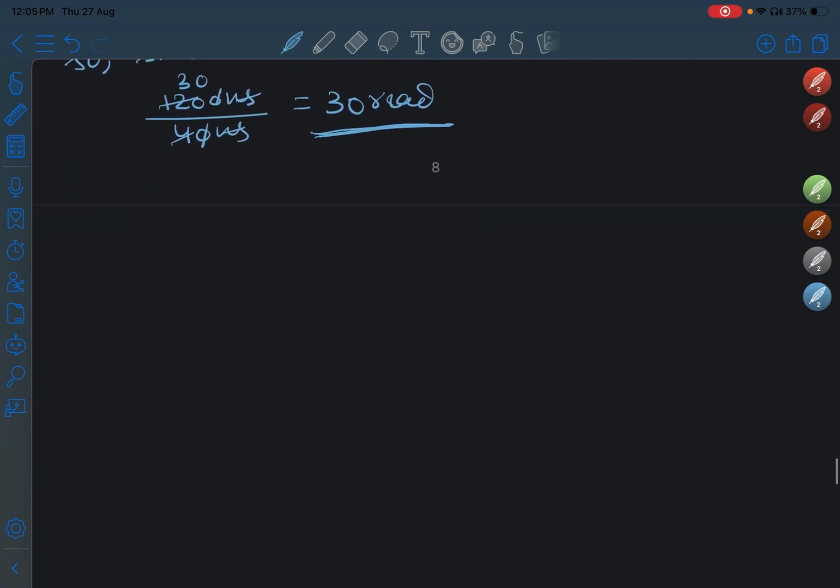So the total data is 120 bytes, minus the 30 we can read. 30 bytes we can read. Okay, so we are left with 90 bytes or words, whatever, 90 words.